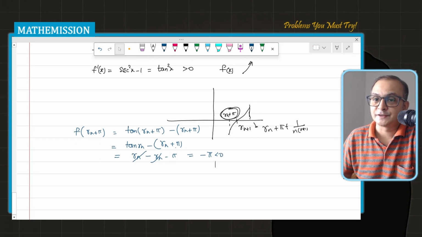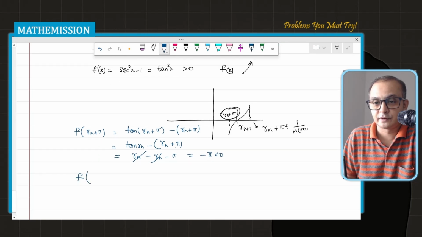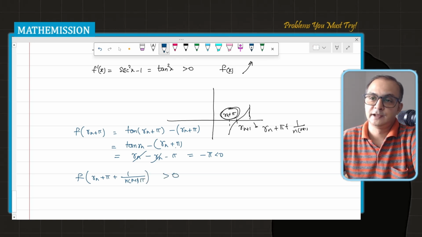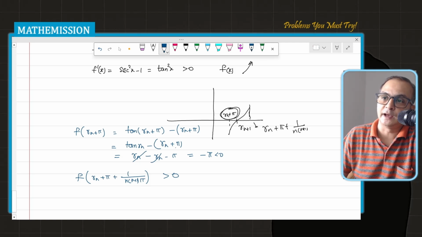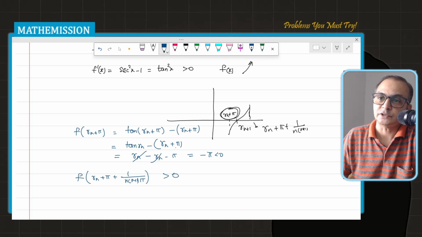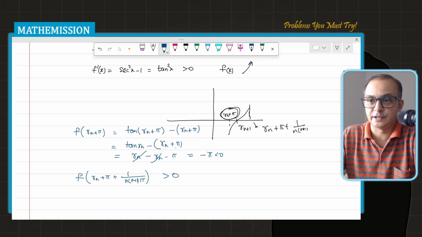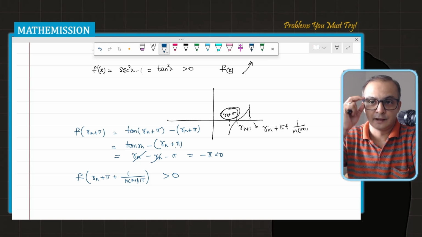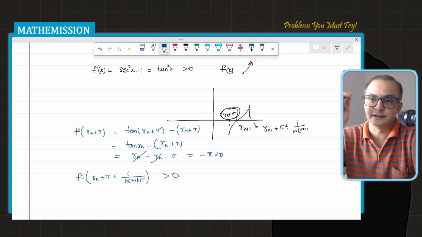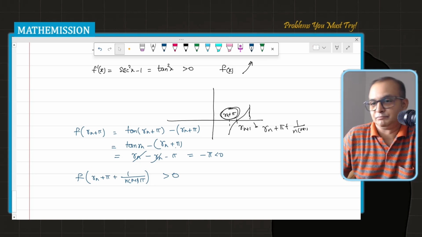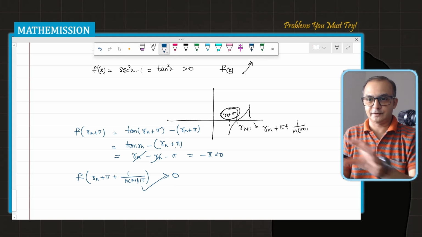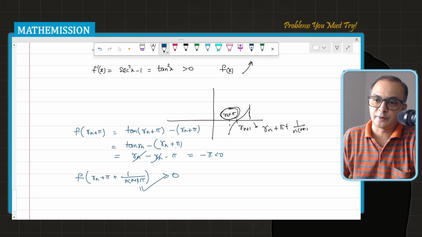Now the second thing is, if we establish that f of Rn plus pi plus 1 by n into n plus 1 pi is a positive quantity, then I'm sure that Rn plus 1 is a solution lying between Rn plus pi and Rn plus pi plus this thing. This part is a very long calculation, but you can establish it, and this is one other way to think about this question.